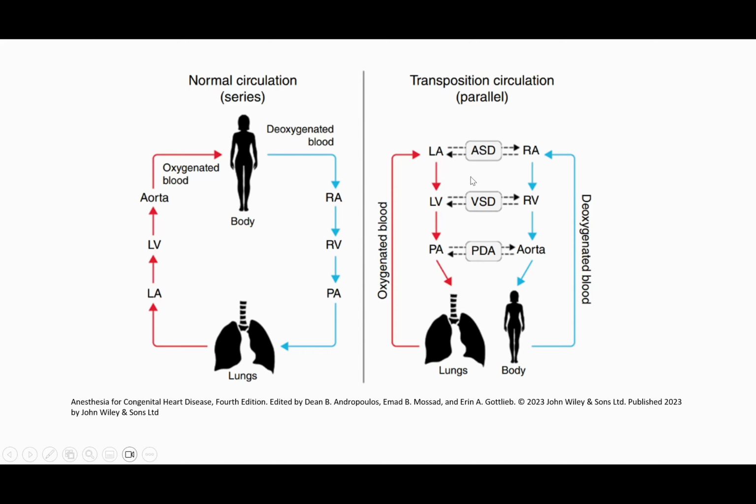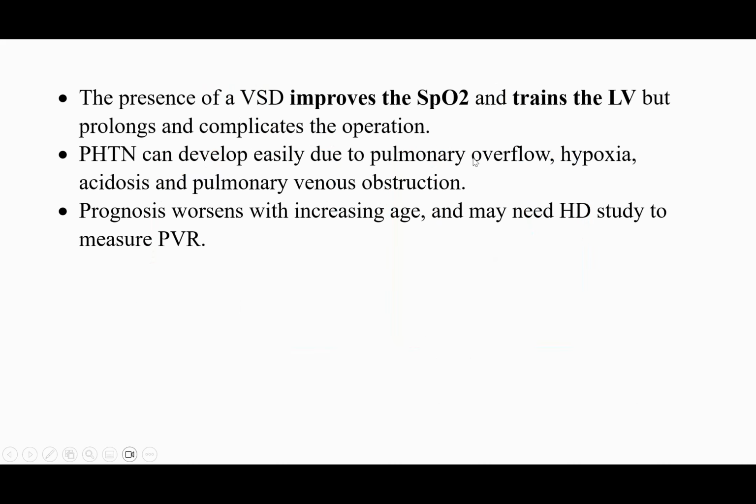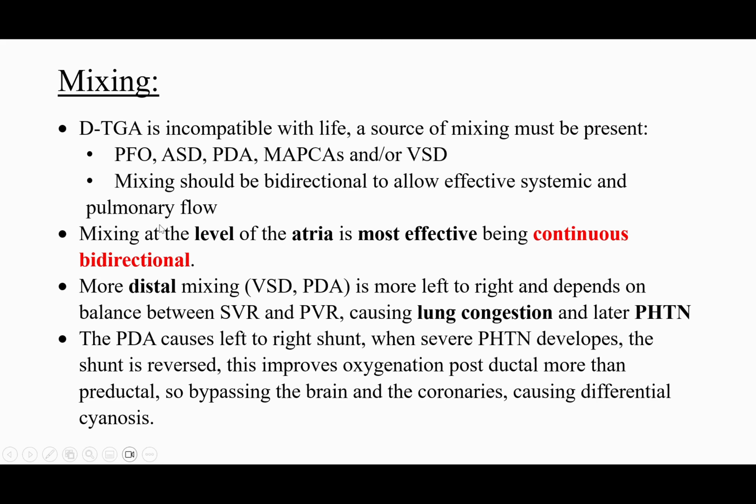And the best mixing to give these conditions is an ASD, because an ASD is a continuous mixing with bidirectional shunting. So the best is an ASD. Mixing should be bidirectional to allow effective systemic and pulmonary flows. Mixing at the level of the atria is most effective, being continuous and bidirectional.